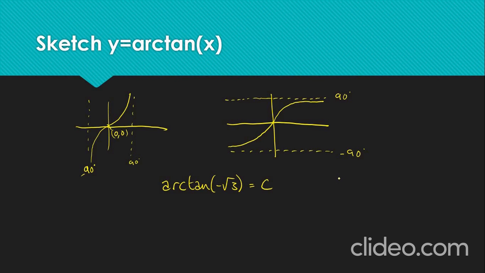The first thing I'm going to do is ignore the negative. I'm not overly interested in that. I'm going to say, well, arctan of root 3 equals D. I'll work with this first, okay? And then I'll work out C in just a second. So, tan of arctan, that'll disappear, won't it? Tan of arctan, we'll end up with root 3 equals tan of D.